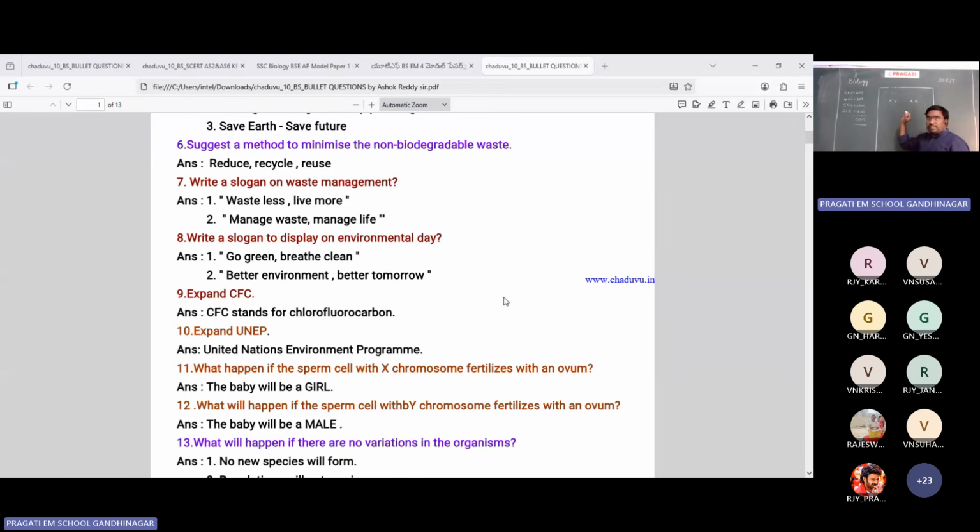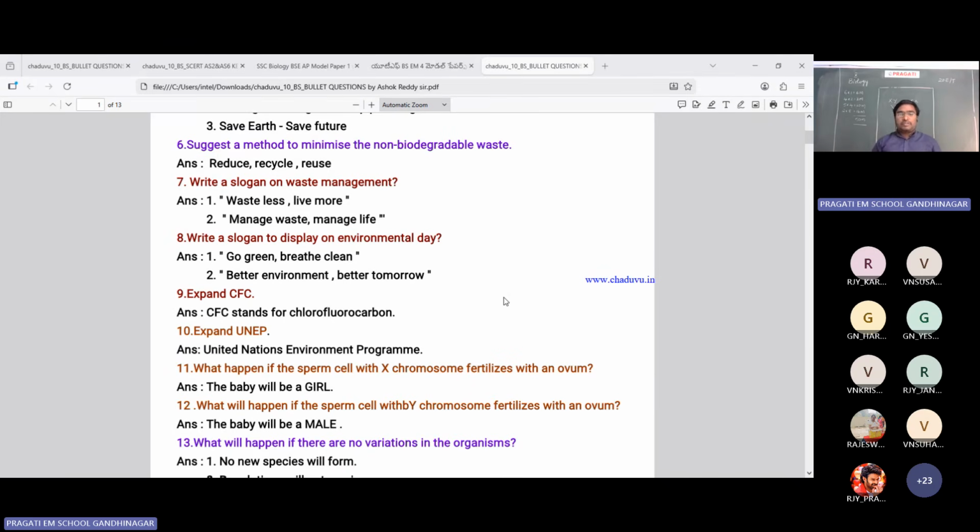Here the question is, what happens if the sperm cell with X chromosome fertilizes the ova with X chromosome? What is the resultant condition? What will the resultant baby be? That is XX condition, so the baby will be a girl.